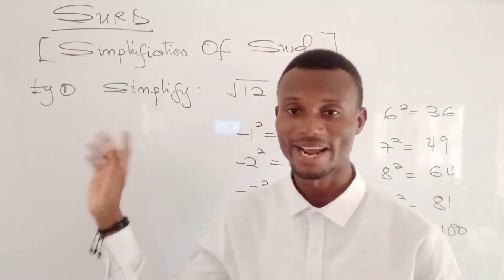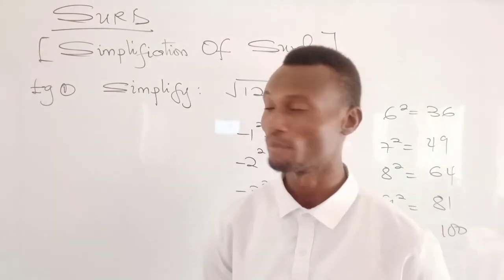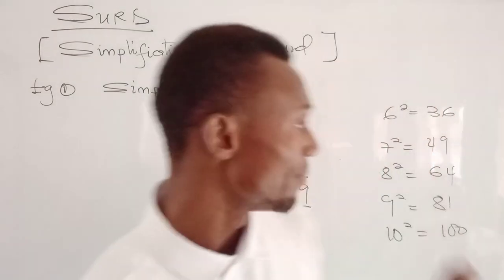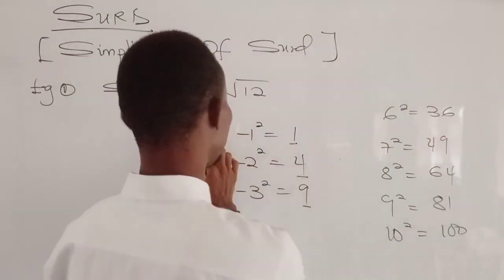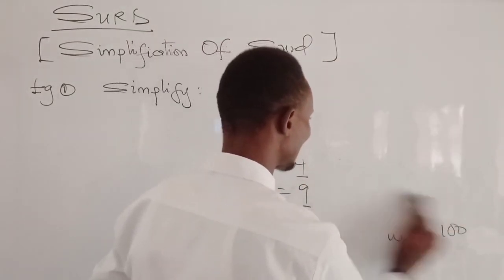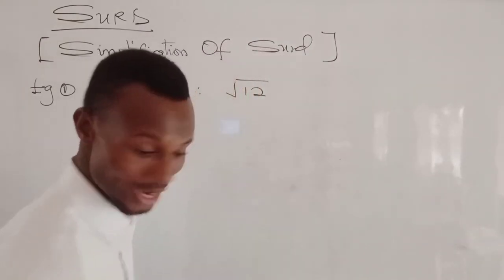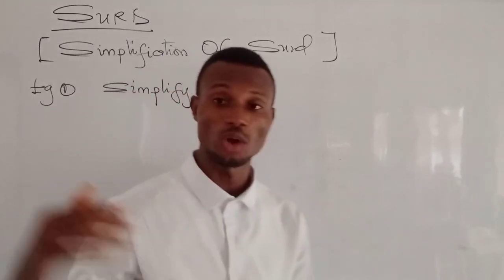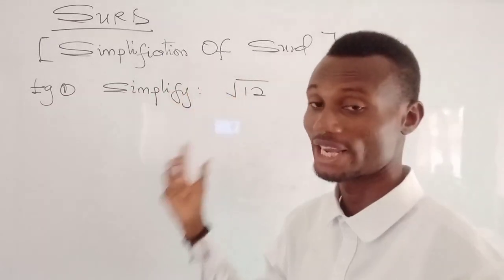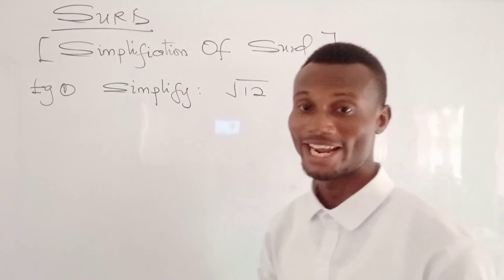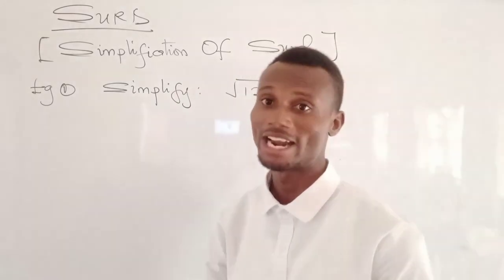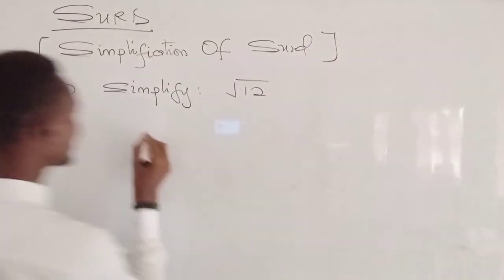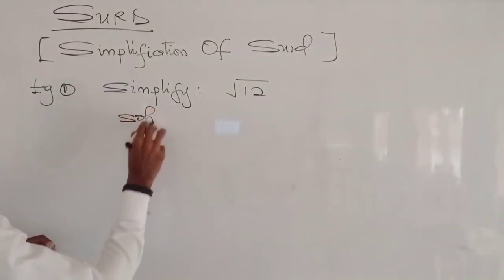We are going to handle example 1 that I have on the board. It says we should simplify the square root of 12. Let me clean this from here and let's handle the first example. We are asked to simplify the square root of 12. So this is a surd, and we are asked to simplify it. I've explained what a surd is to you. Let me write my solution and let's do it together.